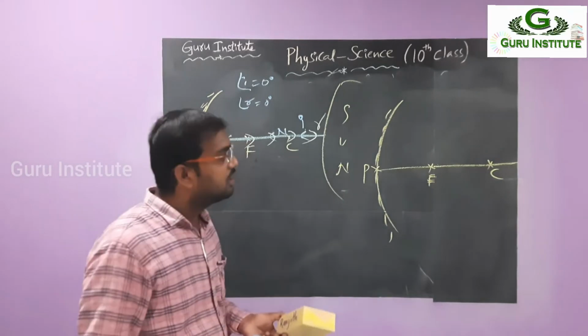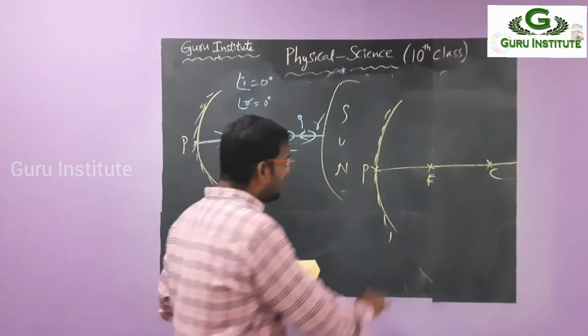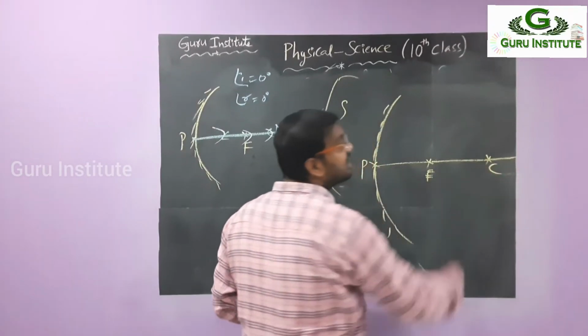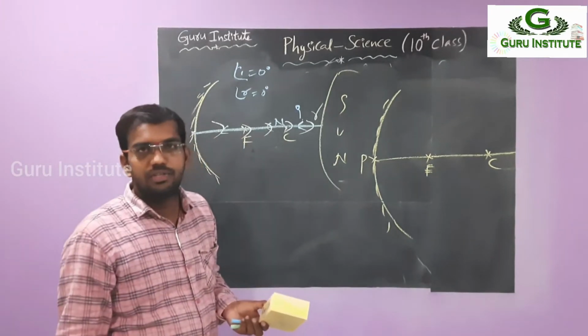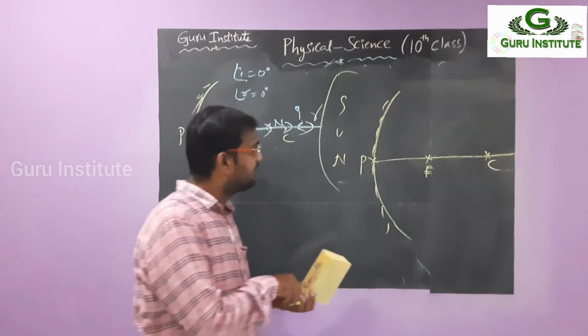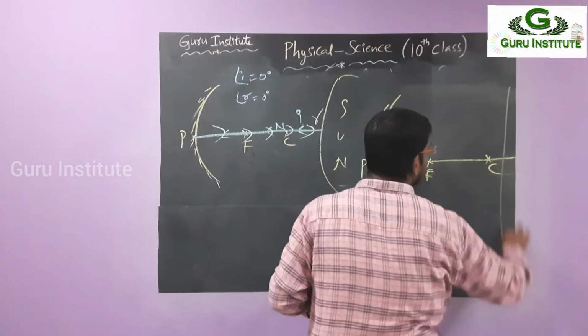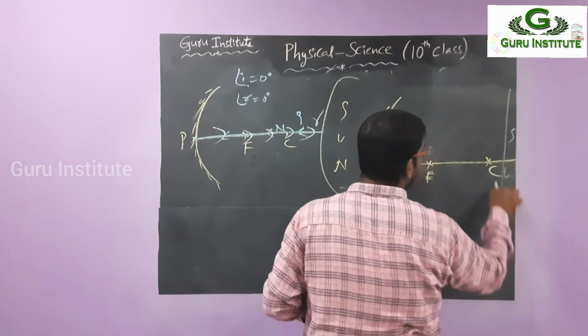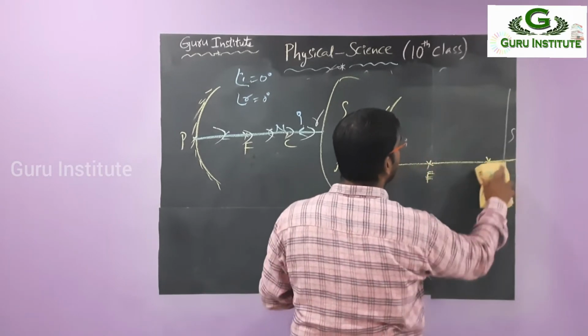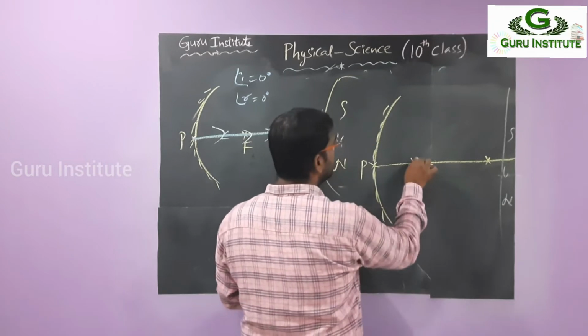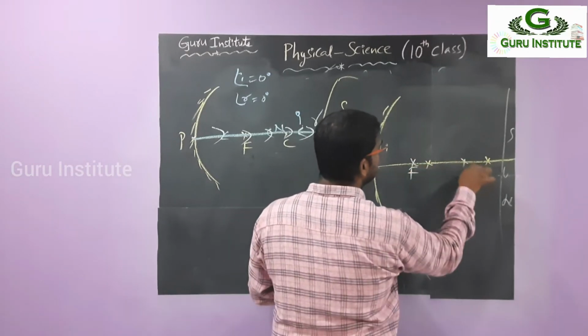Now I have one doubt. A light ray which is passing through the center of curvature, what will happen? We have to see. Suppose the sun is here. So a light ray passing through the center of curvature. We have to take the center of curvature here, a little bit. So this is the focus, and this is the center of curvature.